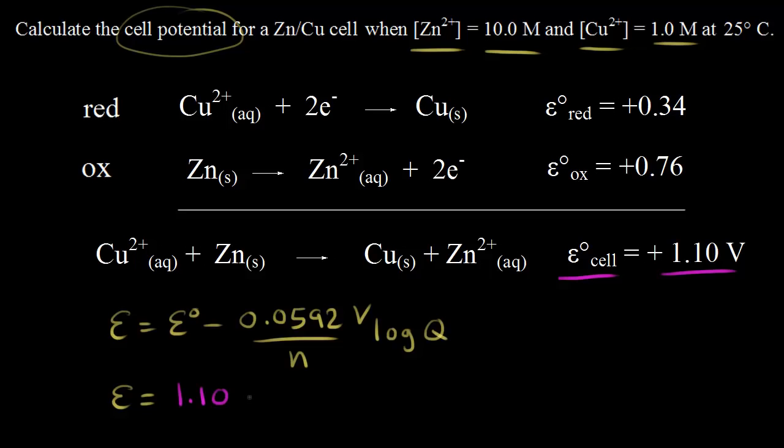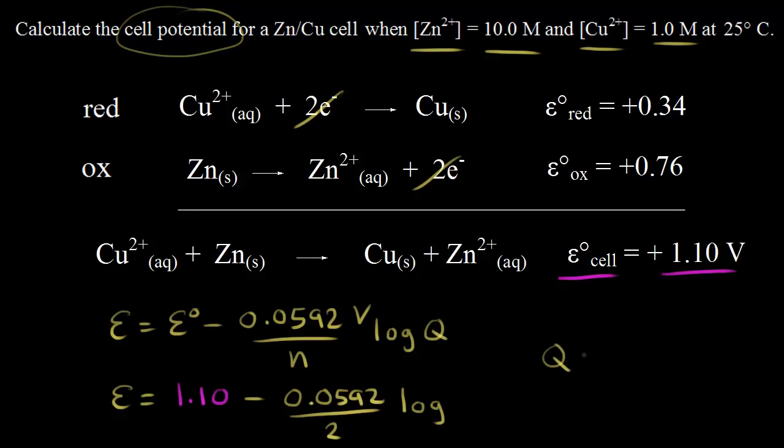So E is equal to 1.10 minus 0.0592 over N. So N is the number of moles of electrons that are transferred. So that was 2 electrons. So N is equal to 2, so we plug that in here, times the log of Q.